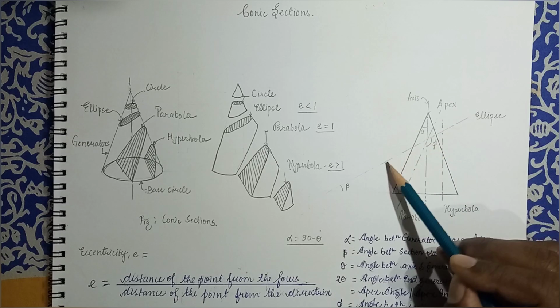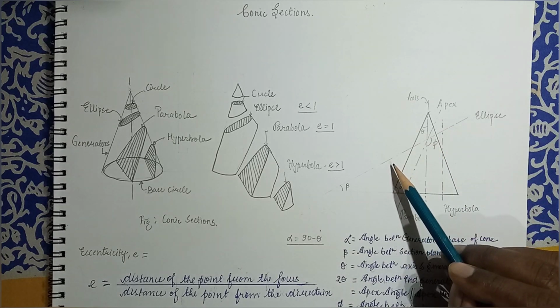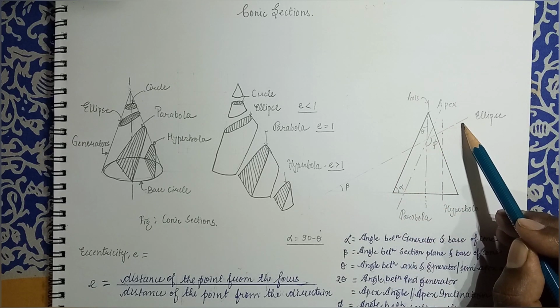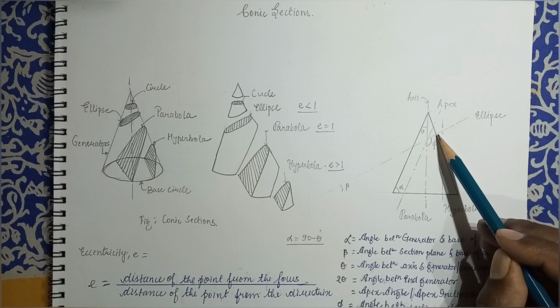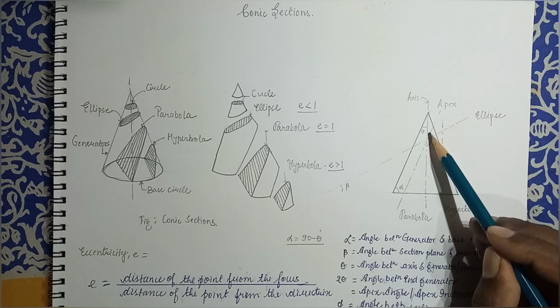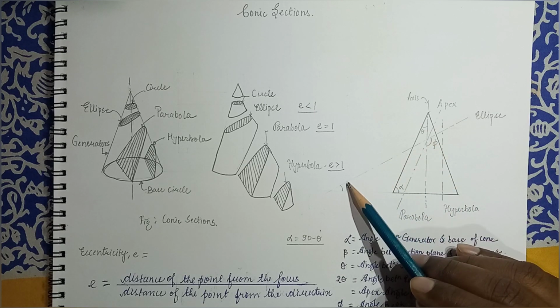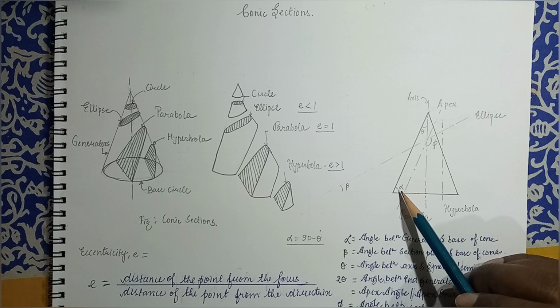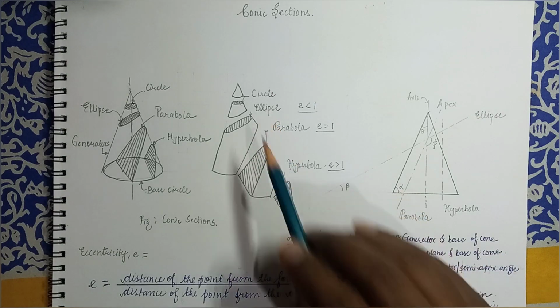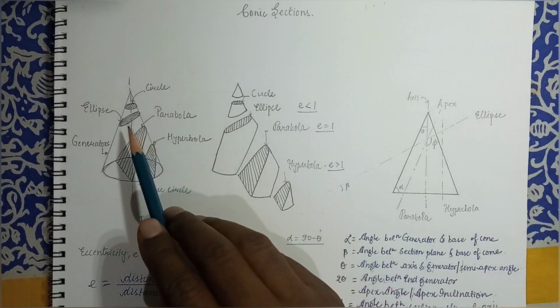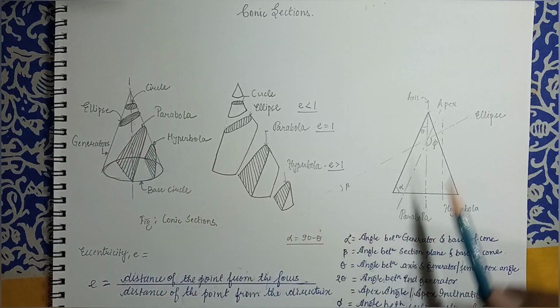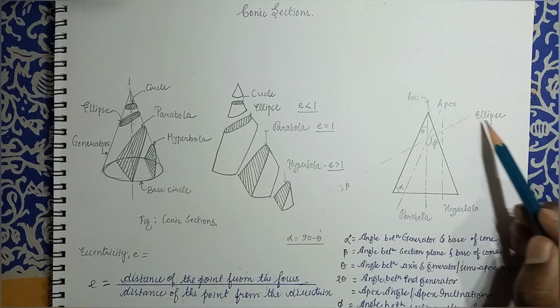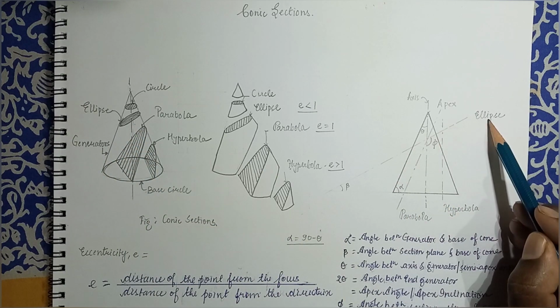So we have the section plane, which is represented by a dot-dash chain line. Now here the section plane is cutting the generators and it is inclined to the axis. This inclination is angle beta. Beta is less than alpha. In that case, the section which is obtained is called an ellipse, right? We get an ellipse as a section. So this is the condition for ellipse.